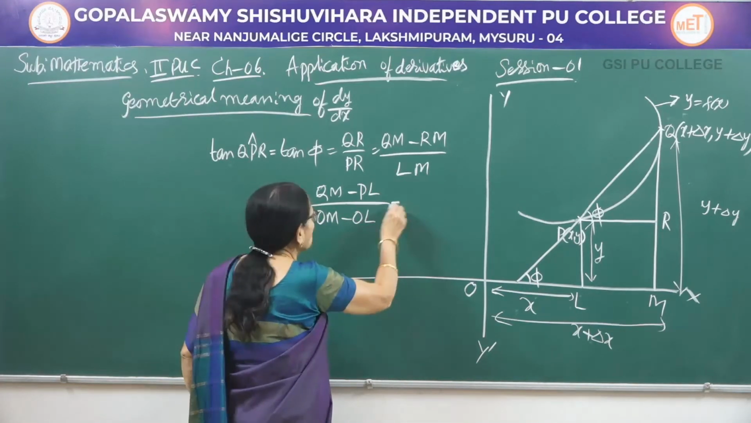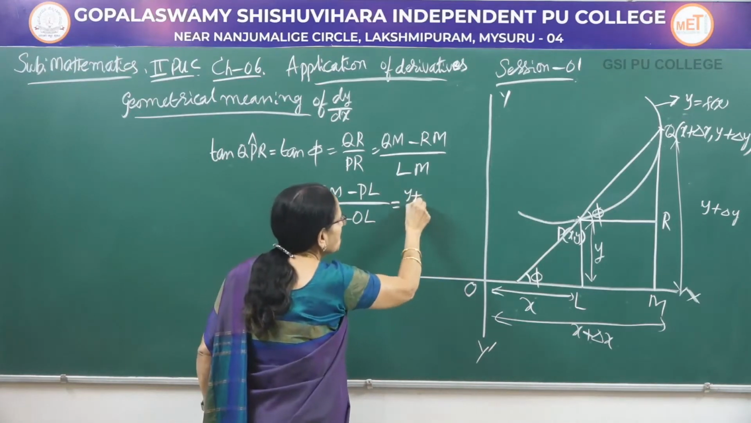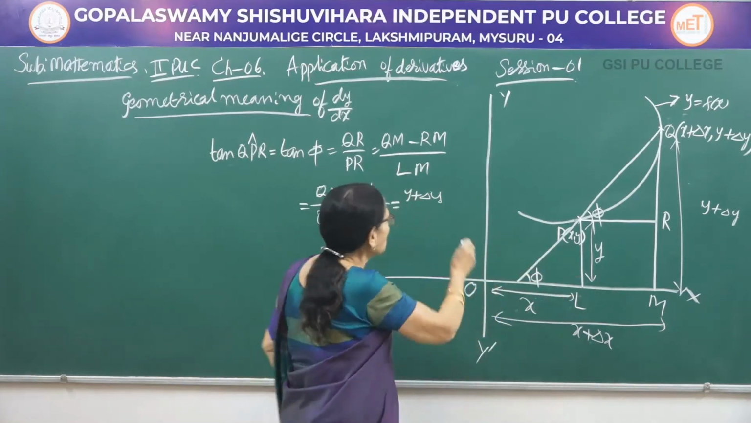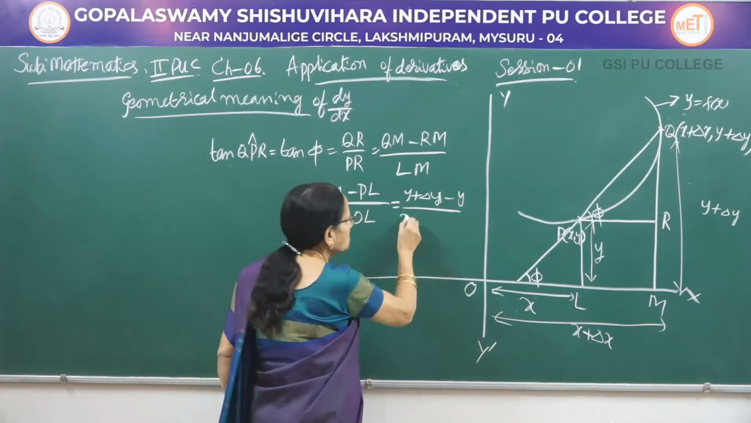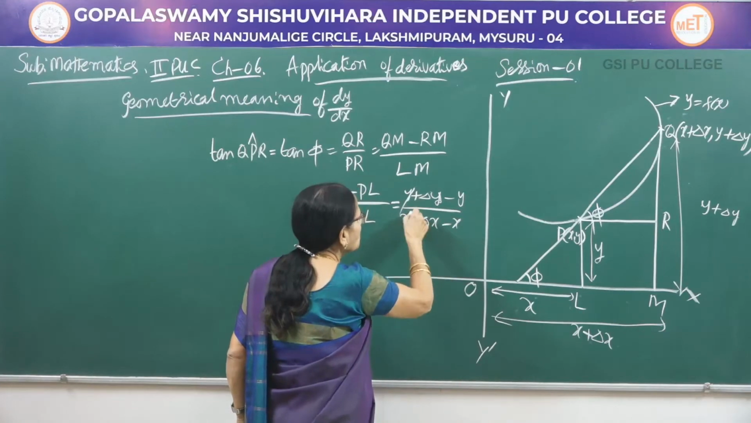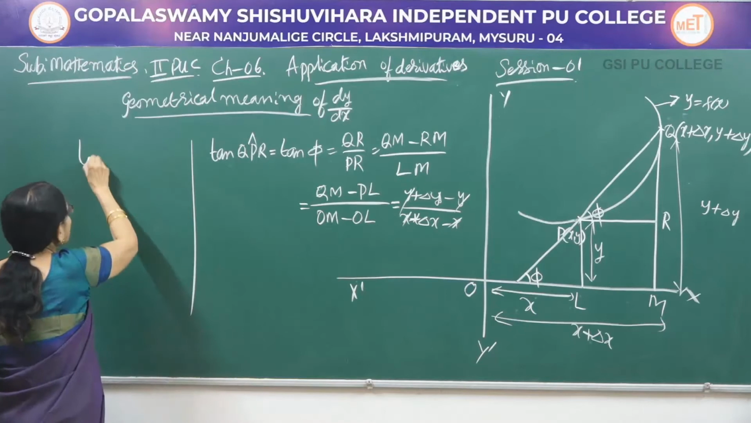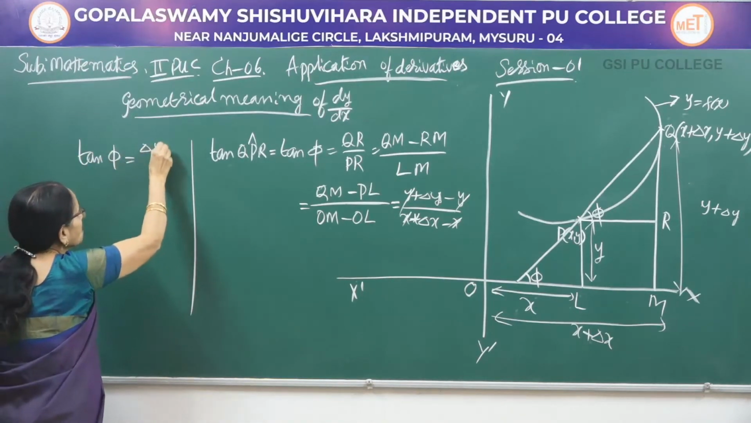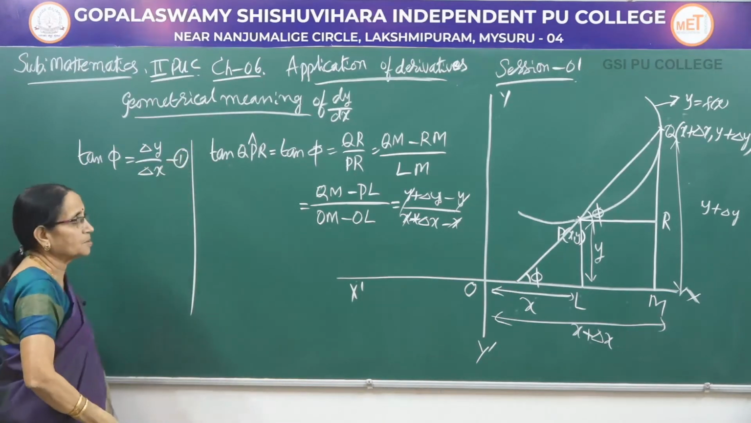Now, let me write the values. See, QM according to that is y plus delta y. Now, what is PL? PL is nothing but y. So, minus y, divided by OM minus OL, which is x plus delta x minus x. Now, the x and y get cancelled. Finally, tan phi can be written as delta y divided by delta x. Now, take this as result 1.